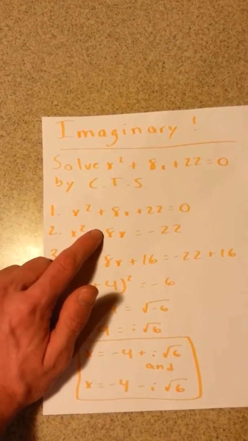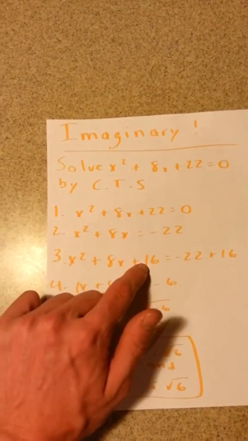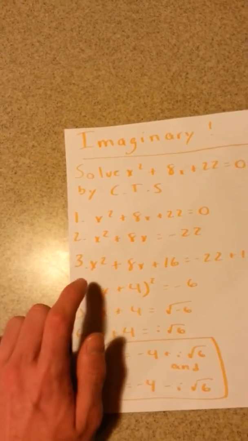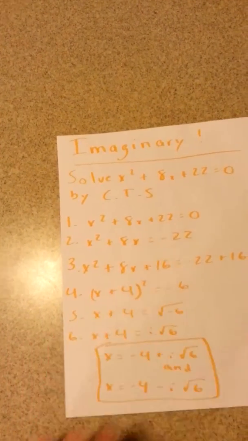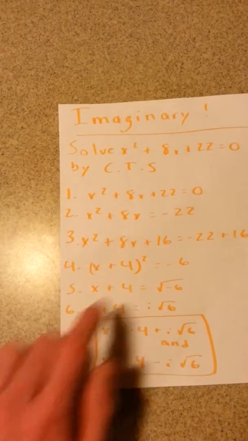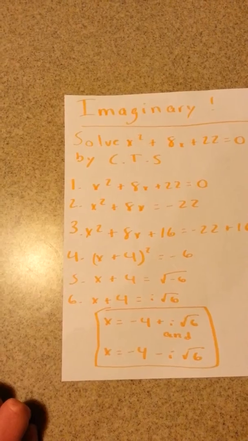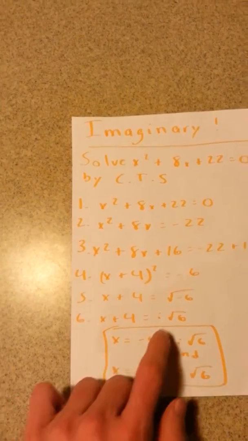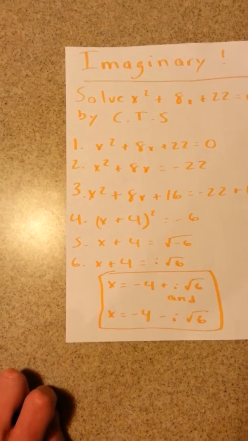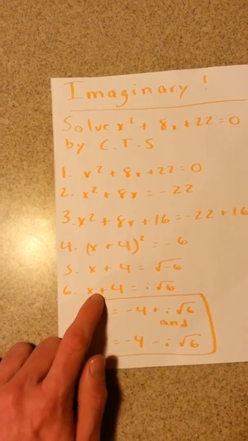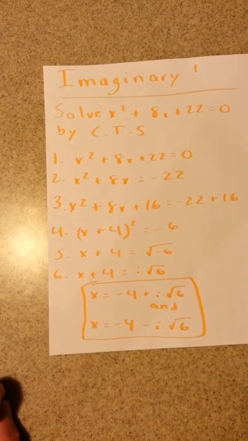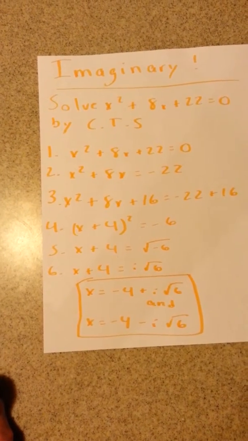So we get 8 divided by 2, which is 4, square that is 16. Add our 16 to both sides. So then we have x plus 4 squared equals negative 6. So then from there we get rid of our squared sign, so we have x plus 4 equals square root of negative 6, which is an imaginary number, so we write it in our imaginary form, i radical 6 equals x plus 4. So then we're going to subtract our 4 from here, so we get x equals negative 4 plus i radical 6, and x equals negative 4 minus i radical 6.